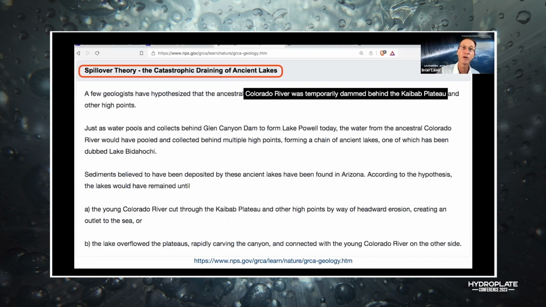But they do have this spillover theory, the catastrophic draining of ancient lakes. Now, I go along with that one. That is what happened. The problem is they got the lakes in the wrong place. It says the Colorado River was temporarily dammed up behind the Kaibab Plateau. What? No, we just showed you that it couldn't have been dammed up behind there. It could have flowed around the bottom or on the top. It couldn't have been. So throw this one out.